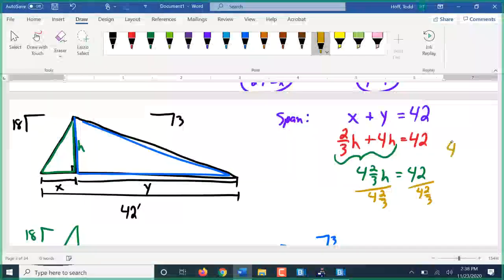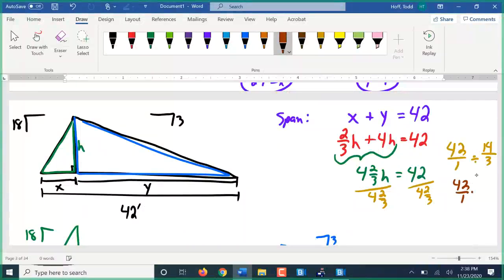This is 42 over 1 divided by 4 2/3. You make it improper: 4 times 3 is 12, plus 2 is 14/3. So that's 42 over 1 times, we go by the reciprocal, 3 over 14. 42 and 14 can both be divided by 14. 14 divided by 14 is 1, and 42 divided by 14 is 3.